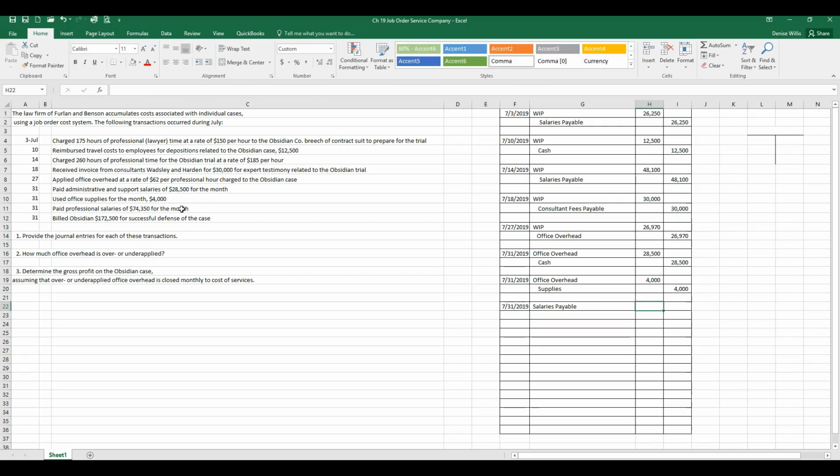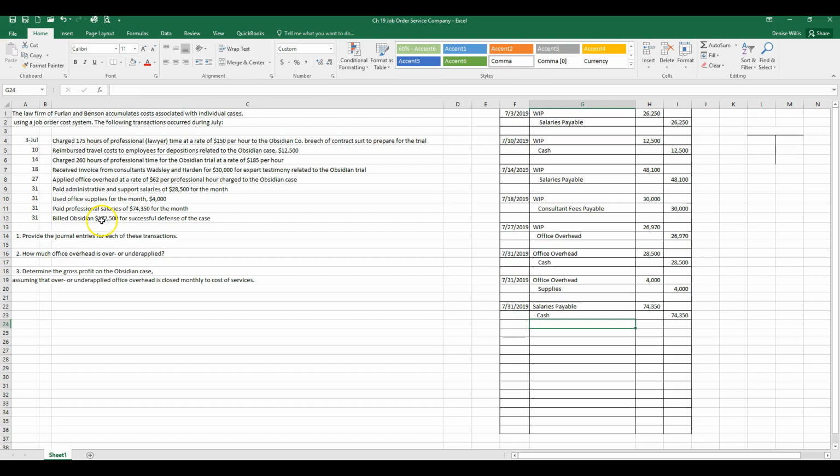And the amount they told us right there, $74,350. Okay, and we're out the cash to do so. Okay. Moving on to the next one here on the 31st.